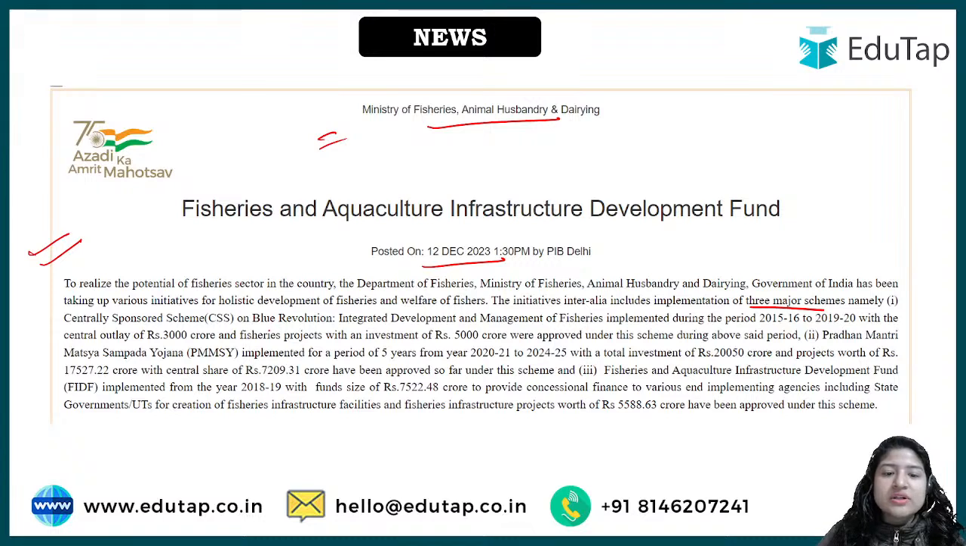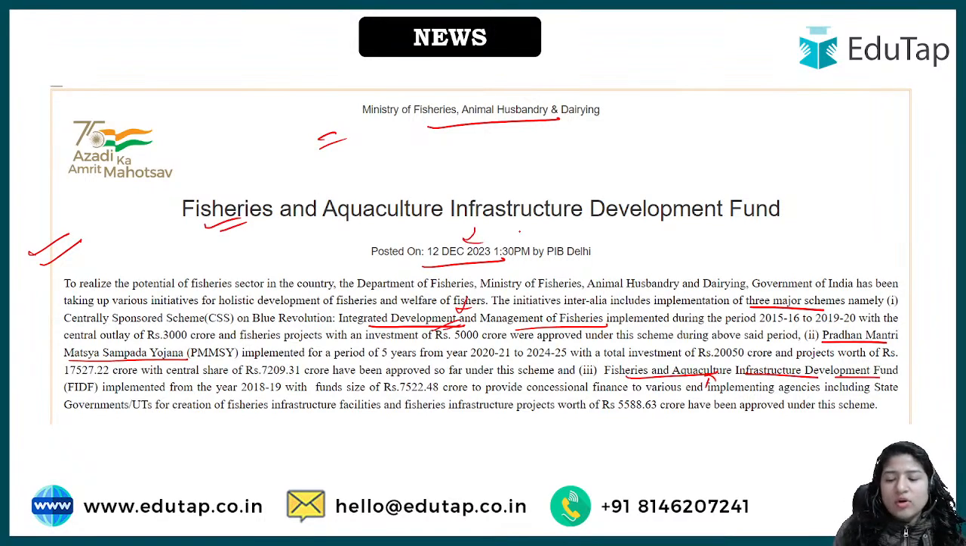There were three major schemes that were highlighted. First was the Integrated Development and Management of Fisheries. Another one was the most famous one, the most favorite of NABARD, even from the RBI perspective. Agriculture is part of your RBI syllabus as well, right? So the schemes that are catering to its development, these are the ones you can read once. Pradhan Mantri Matsya Sampada Yojana, and this third one that we are doing today.